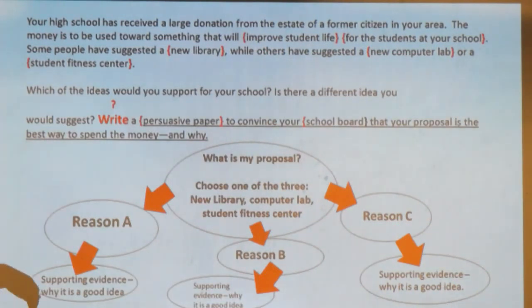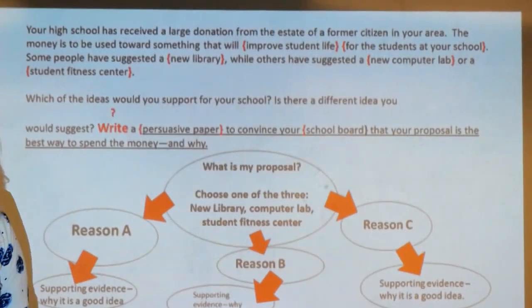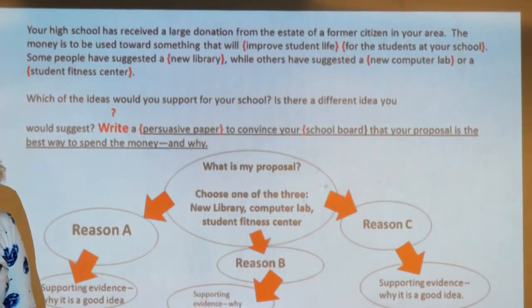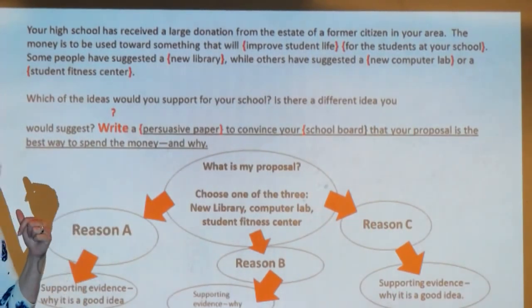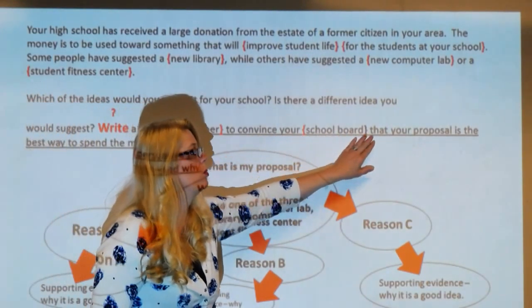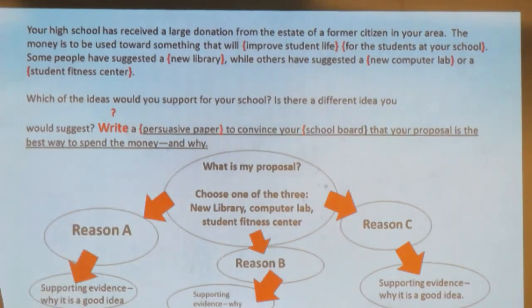If you cubbed your prompt, then this is what it should be looking like, and then you did your graphic organizer. Did you circle the word write because it's telling you something bossy to do? Did you write the question mark above it? Did you underline the answer to the question, what do they want me to write? They want me to write a persuasive paper to convince your school board that your proposal is the best way to spend money and why.